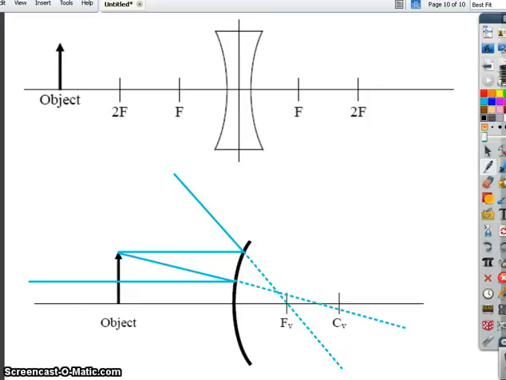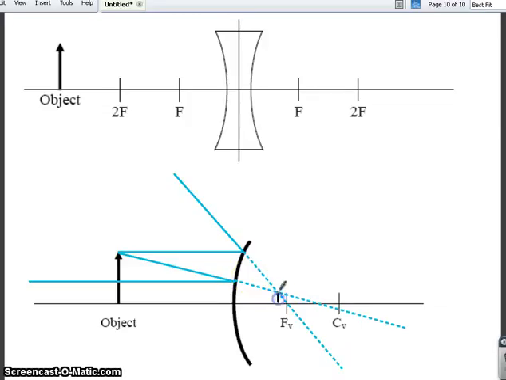Okay, so let's look at how to draw a ray diagram here. Down here, I drew a convex mirror. And the object is going to be right here, or the image is going to be right here, not the object. So let's see how these are similar.